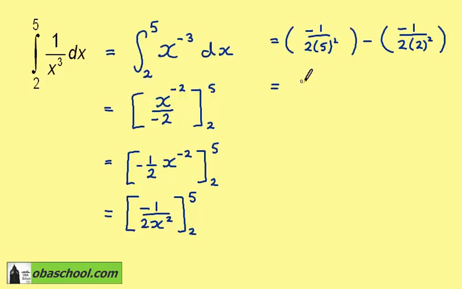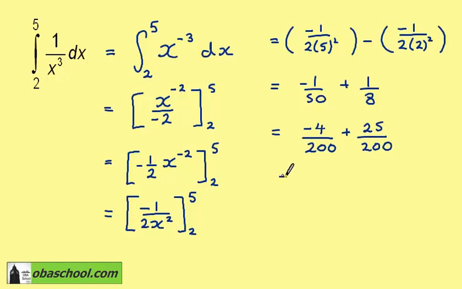The first bracket then gives me minus 1 over 50, and the second bracket, minus minus makes a plus, gives 1 over 8. Of course, we could easily do this with a calculator, but following through without one, we get minus 4 over 200 plus 25 over 200, which is 21 over 200.